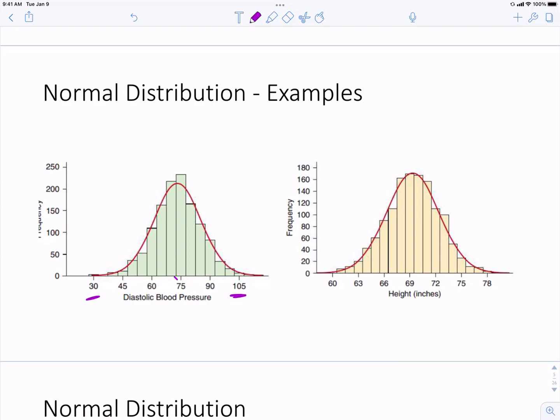Similarly, height is normally distributed. Many people are of an average height. This looks like the graph for heights of, well, it's hard to tell right now. I think this is probably the heights of males, because the average height is about 69 inches or about 5'9". So definitely this would be the height of males. And there are unusually few people who are very, very tall, and few males who are rather on the short side.